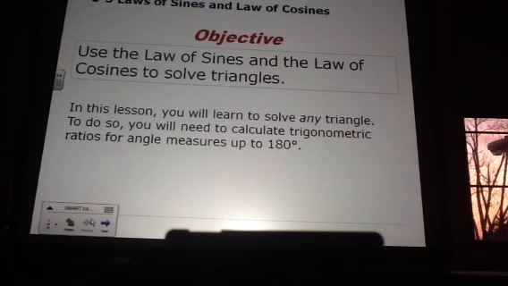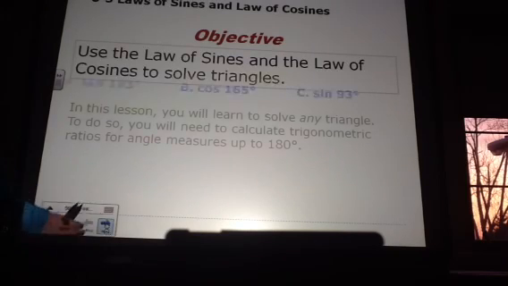Our objective is to use the law of sines and the law of cosines to solve triangles. In this lesson, you will learn to solve any triangle. It does not have to be a right triangle. To do so, you will need to calculate trigonometric ratios for angle measures up to 180 degrees.